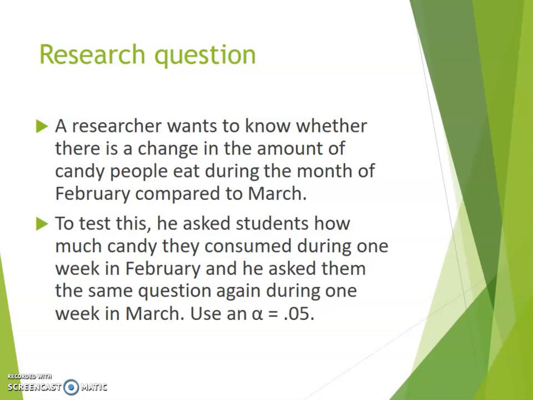So we know it's a related samples t-test since it's the same people that were measured on this variable, which is on an interval or ratio scale. They were measured on that variable at 2 different time points. So we're going to use a related samples t-test in order to test this hypothesis. Now I'm going to show you how to do this in SPSS.